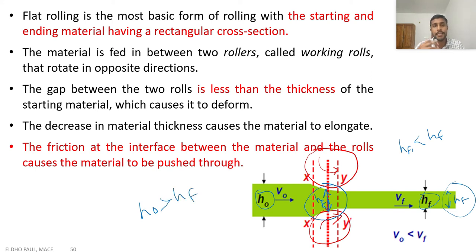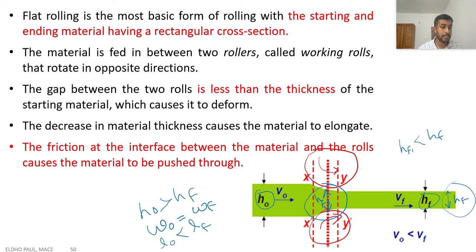How is this reduction in thickness compensated? When the thickness is reduced, to maintain constant volume, here the W, there is no variation in the W. W0 is equal to WF. There is no change in the width direction. So if there is any reduction in thickness, it is compensated with the length. Okay, so L0 will be less than LF. The final product will have a higher length than that of the initial product. Any reduction in the thickness is compensated with the increase in length.